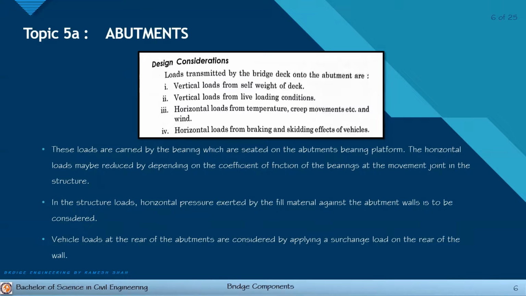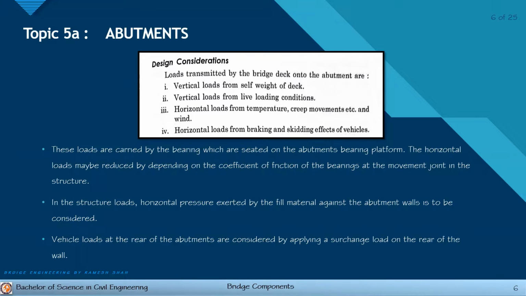So next, let's proceed with the design consideration of abutments. Load transmitted by the bridge deck onto the abutments. These are the following loads that can be transmitted from our superstructure to our abutments. First, the vertical loads from the self-weight of the deck. Second, the vertical loads from the live loading conditions. Third, the horizontal loads from the temperature, tip movements, and etc. These are the environmental loads, as we all know. Number 4, the horizontal loads from the braking and skidding effects of the vehicles that pass through our bridges. These loads are carried by the bearings which are seated on the abutment bearing platforms.